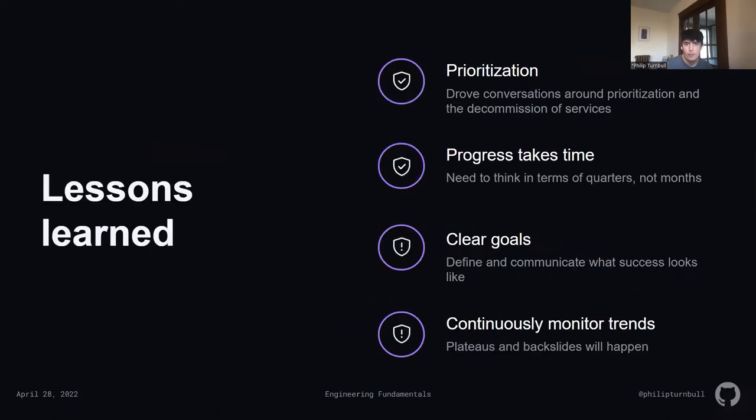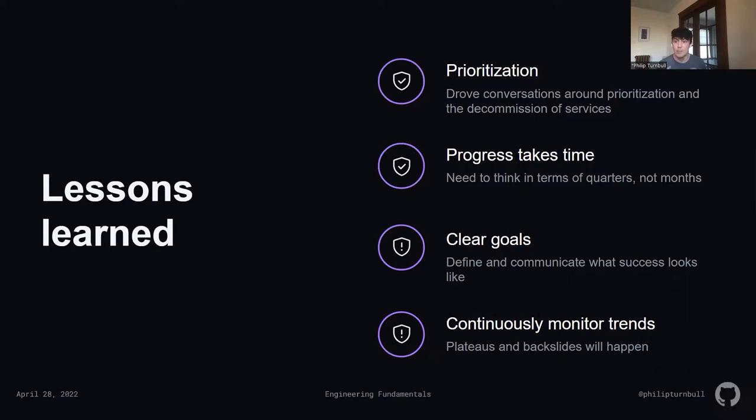So finally, onto lessons learned. Firstly, we found that focusing on dependencies renewed a lot of conversations around decommissioning services. We had many services that were in various states of decommission. And by making this security risk visible and quantifiable, we were able to drive that decommission process faster.